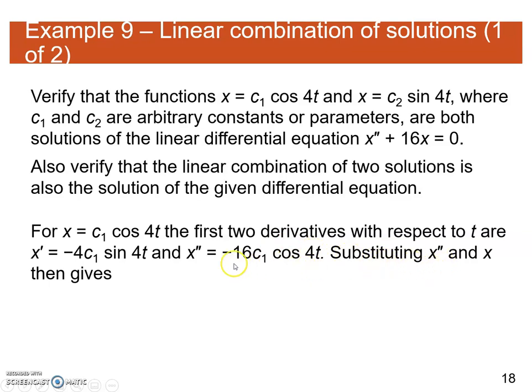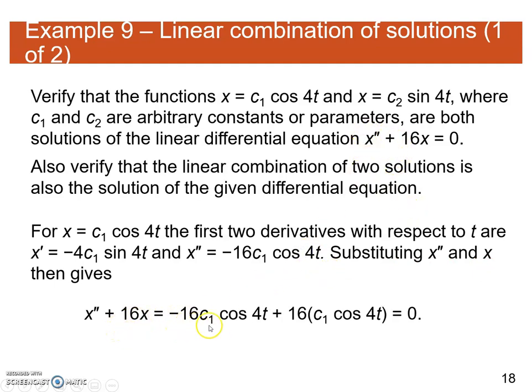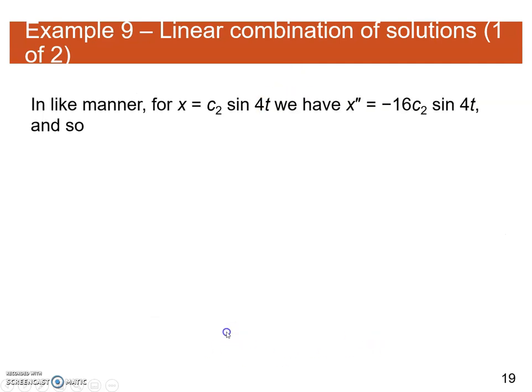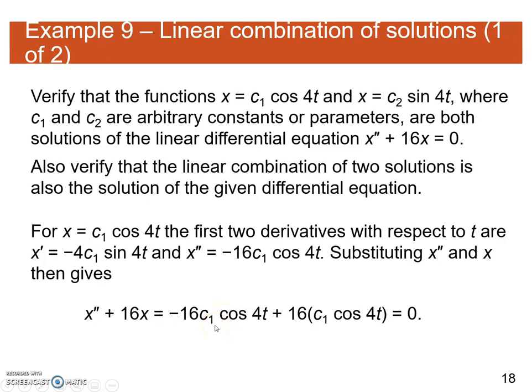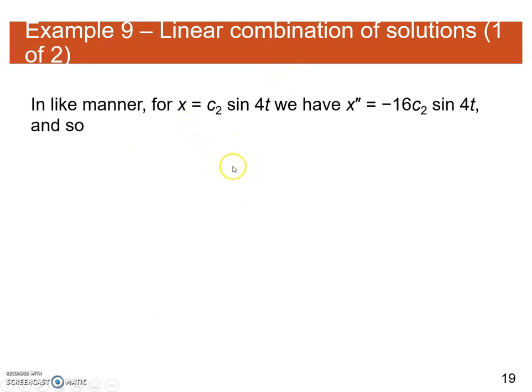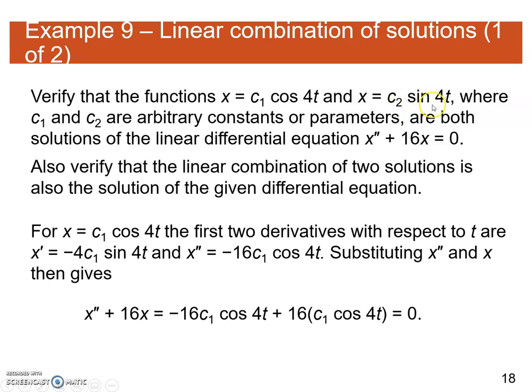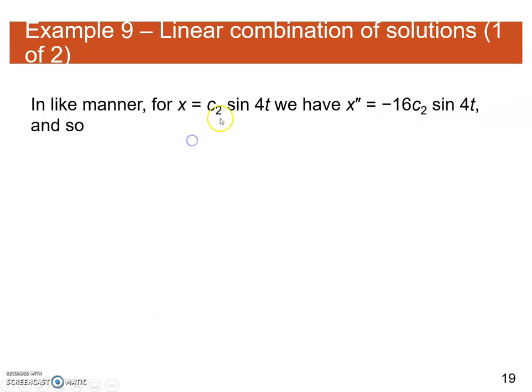Now we substitute x'' and x into this equation, and we can very easily see that -16c1 cos(4t) plus 16c1 cos(4t) gives minus plus, so 0 equals 0. We can verify that this is a solution. Similarly, for the other solution, in terms of sin(4t), we can verify it.